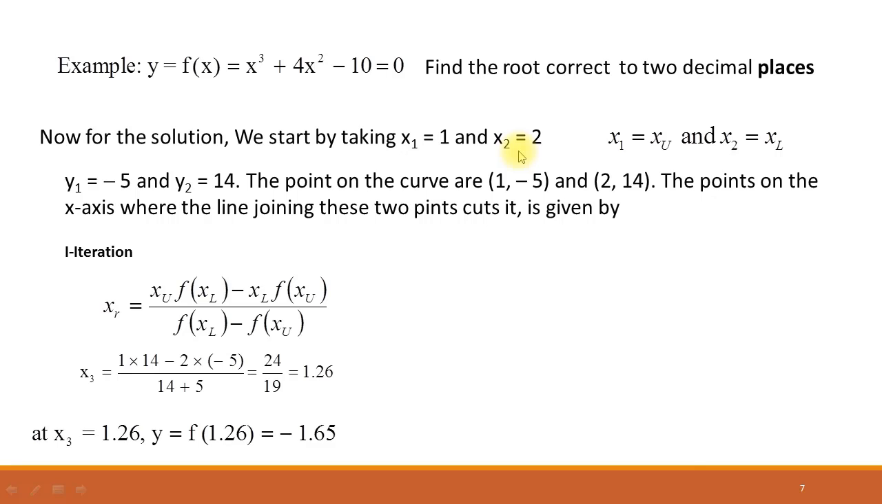Now to find the third root by using the false position method. But dear students, note that the point on the x-axis where the line joining these two points cuts it is given by this formula. Suppose the name of the other root is xr, and this is the third root. This is x1, this is x2, and now we are going to find the third root by using the false position method. x1 represents xu and x2 represents xl.